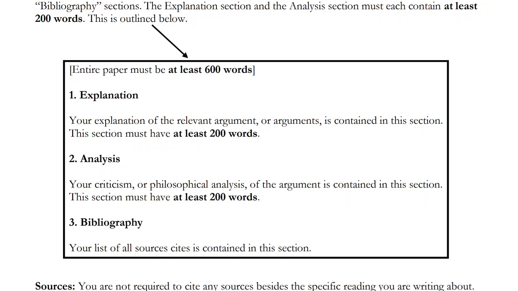So if I were starting the paper, the very first thing I would do, you pull up your Word document, I would type out one, explanation, two, analysis, and three, bibliography. And might as well make them bold. So the very first thing I would do is type out those exact section headings, right?